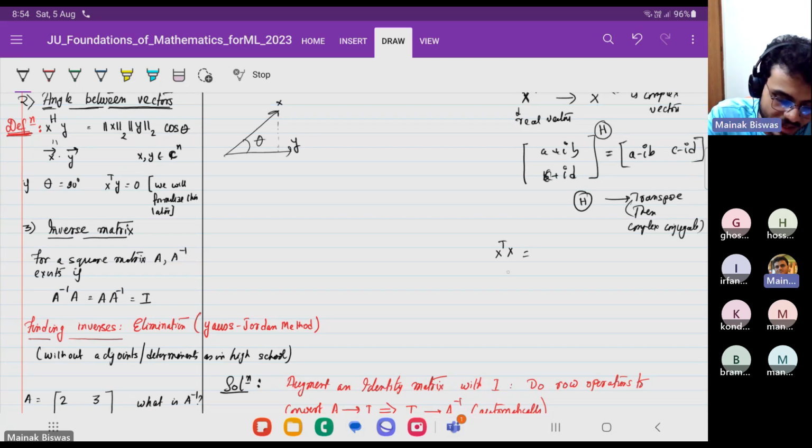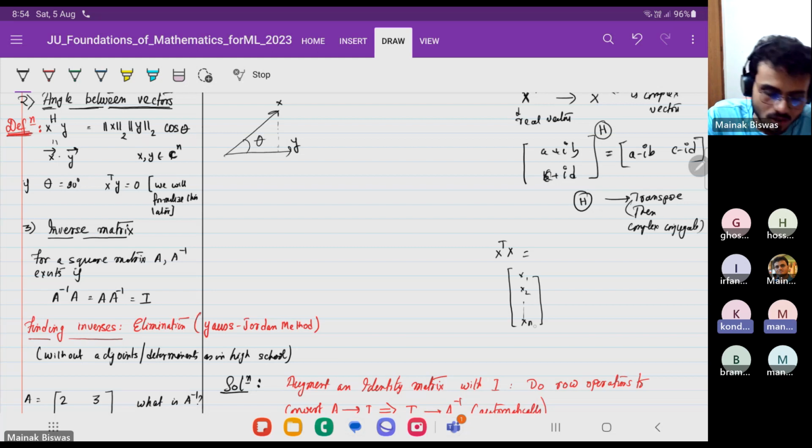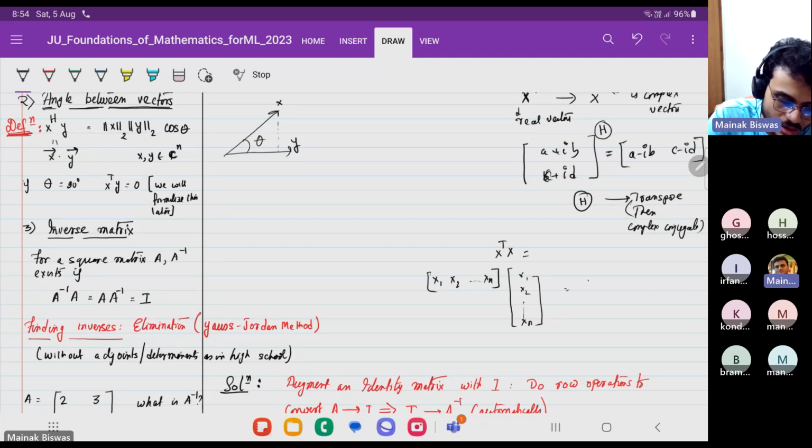So x is, say, a vector x1, x2, dot dot dot, xn. So what is x transpose x? It is the length of the vector squared. So this is how we write the length of a vector, or a Euclidean distance.